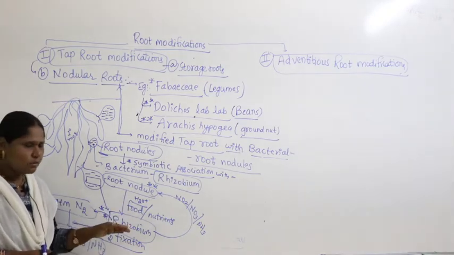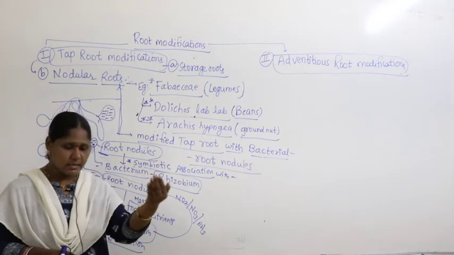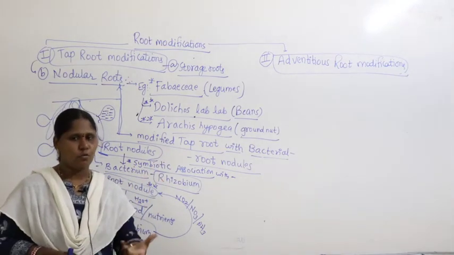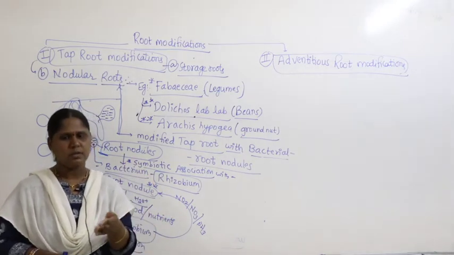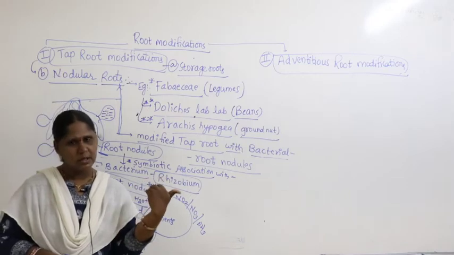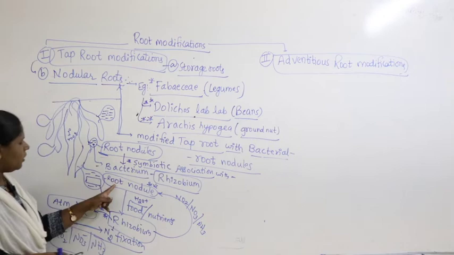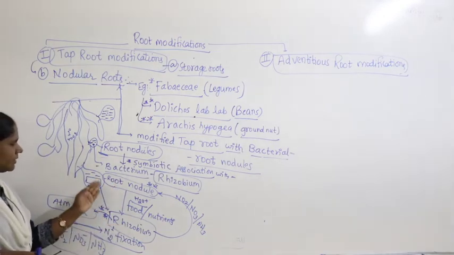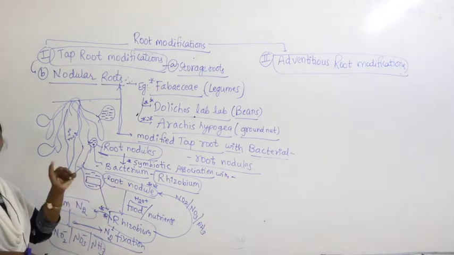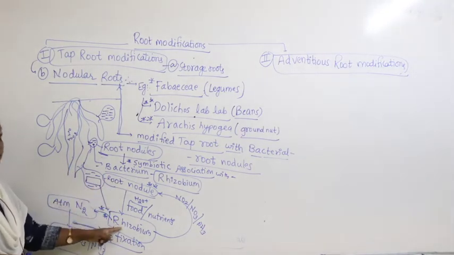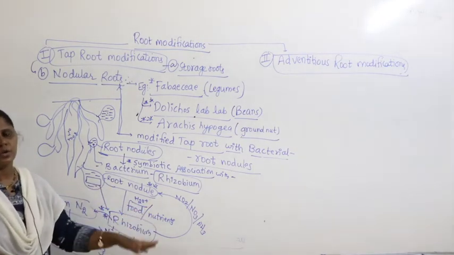I repeat again. Root nodule will give shelter to whom? Rhizobium. Imagine that some guest has come to our home. What do we give? We offer water. We offer some food. Food is nothing but nutrients. When we offer some food, in return they give something to us and they may go out, right? Similar way, inside the root nodule, who entered is rhizobium. So rhizobium is a guest for root nodule. So what will root nodule offer? It will give shelter to rhizobium by offering water, food and nutrients.